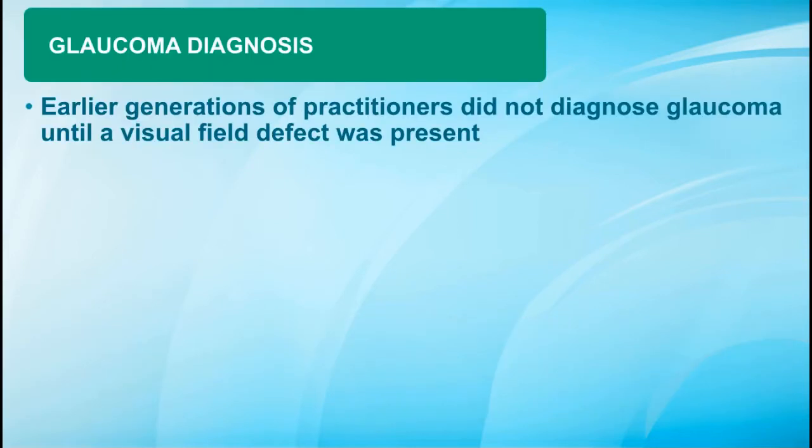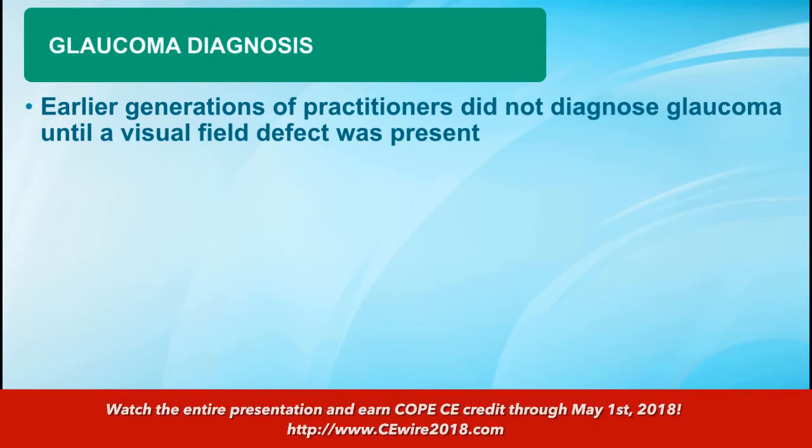Not too long ago, eye care practitioners did not diagnose glaucoma until a visual field defect was actually present. Even if there were suspicious disc cupping changes and neuroretinal rim thinning, if there was no visual field defect, often the practitioner would still call the patient a glaucoma suspect.